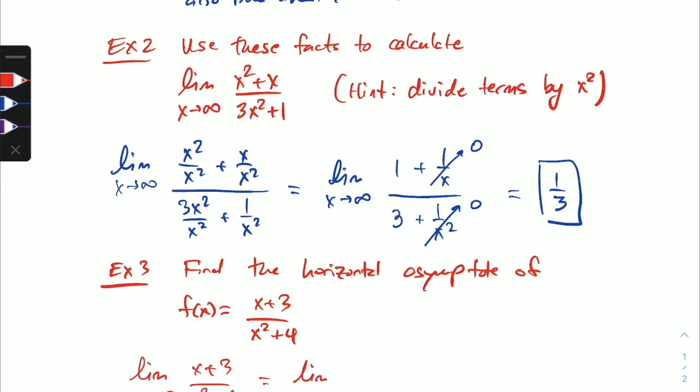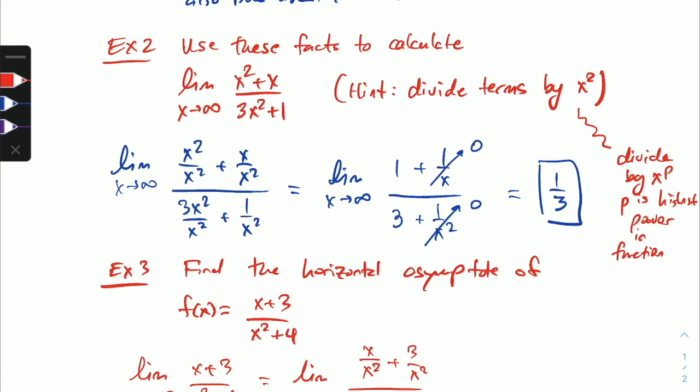We're going to divide by x squared. In general, you should think of this hint as you want to divide by x to the p, where p is the highest power of x in the function. Okay, so 2 here is the highest power of x, so we're going to divide everything by x squared. Again, we'll get something that looks like this.